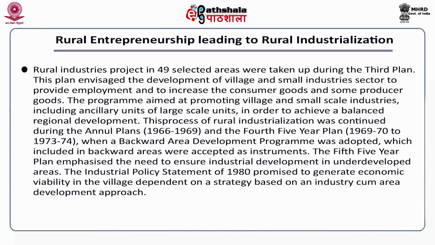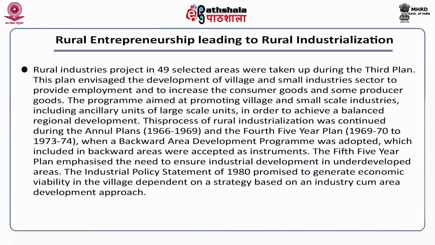This process of rural industrialization was continued during the annual plan phase, that is 1966 to 1969, and the fourth 5-year plan, 1969-70 to 1973-74, where a backward area development program was adopted, which included backward areas being accepted as an instrument. The fifth 5-year plan emphasized the need to ensure industrial development in underdeveloped areas.